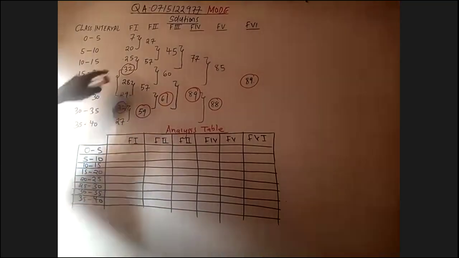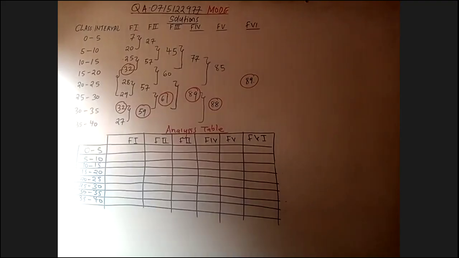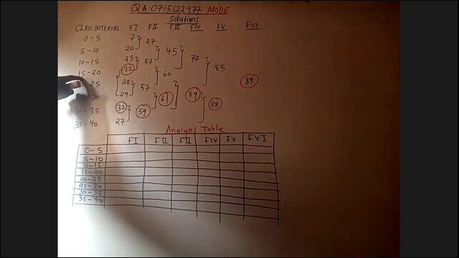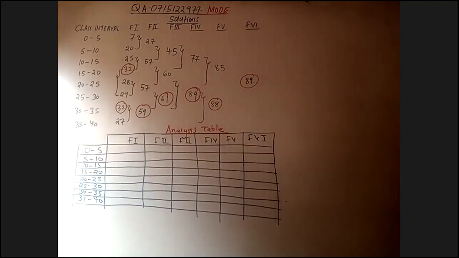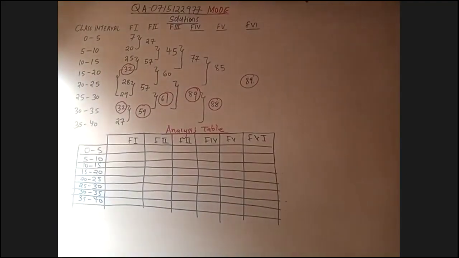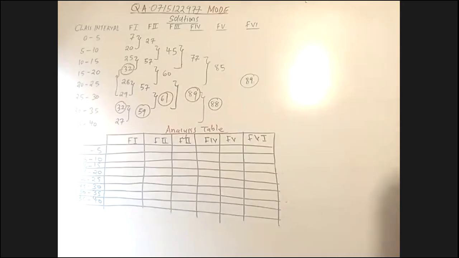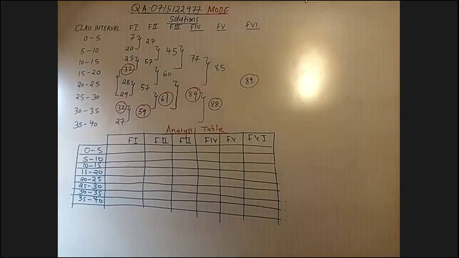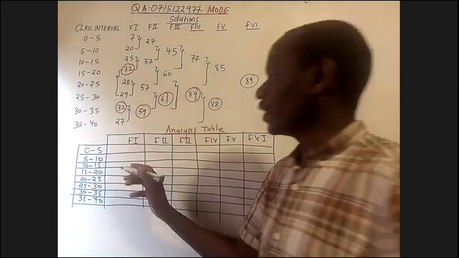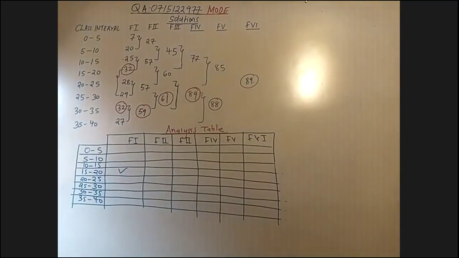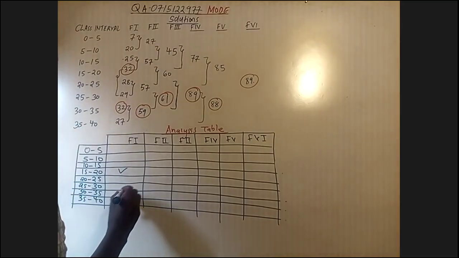Now let's start. Our frequency number 1, 32. Where does it lie? Between 15 and 20. So looking at this 32, you come and mark there, 15 and 20. I know that the other one is between 30 and 35. We are done with that.